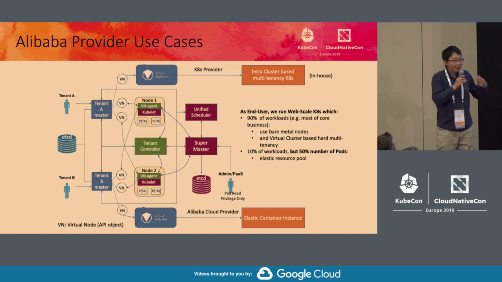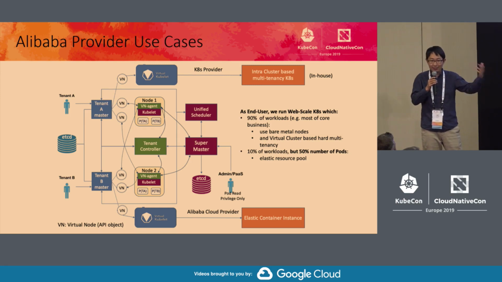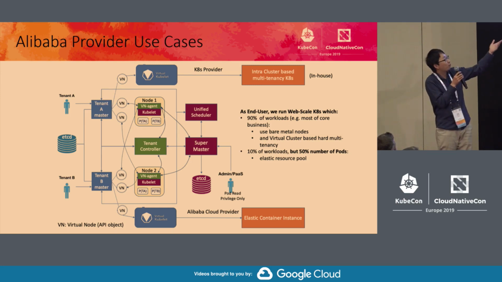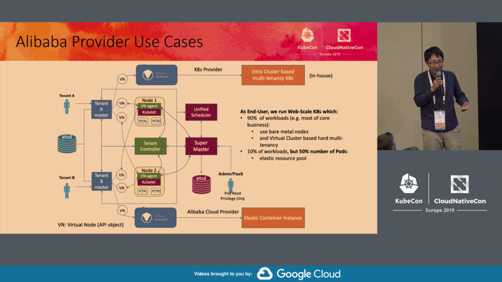And also, we can even use Virtual Kubelet to borrow resources from other teams who also have Kubernetes running inside Alibaba Cloud. So we can borrow resources from different teams by using Virtual Kubelet. So this is a lesson we learned of how we use Virtual Kubelet inside Alibaba.